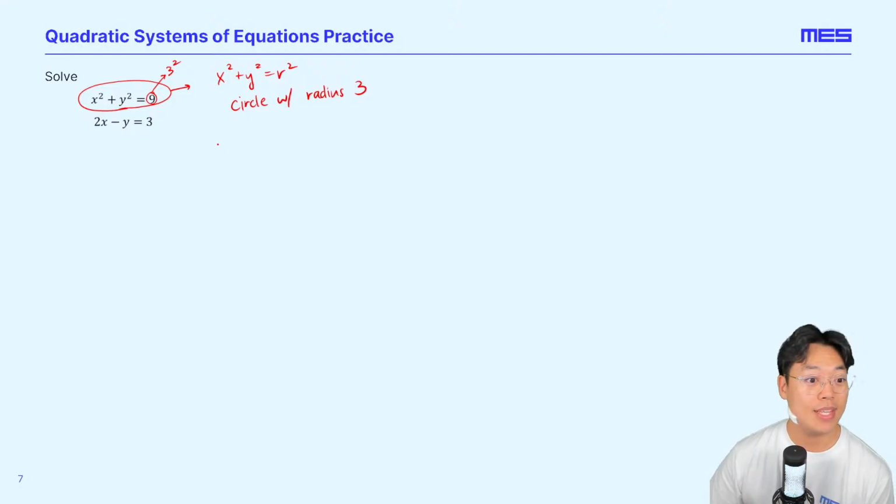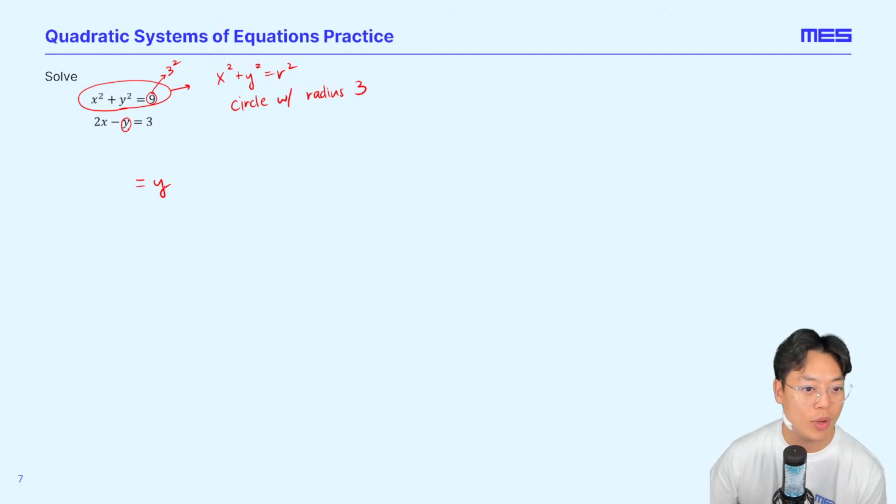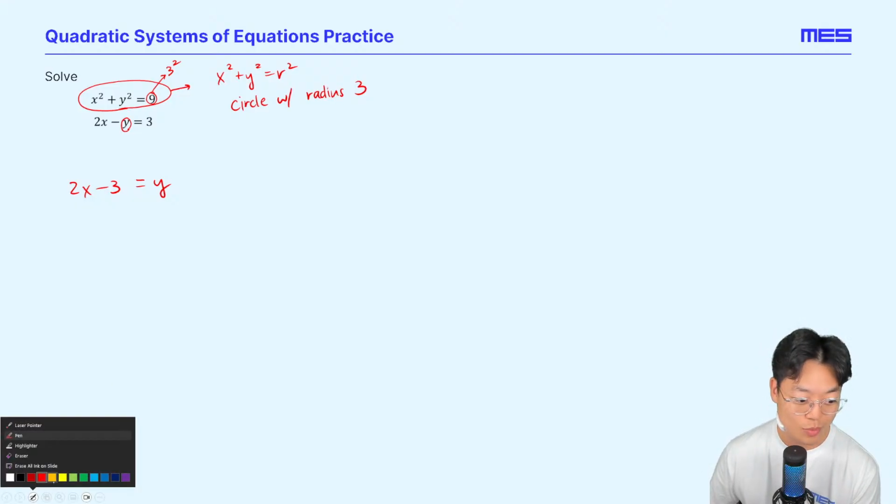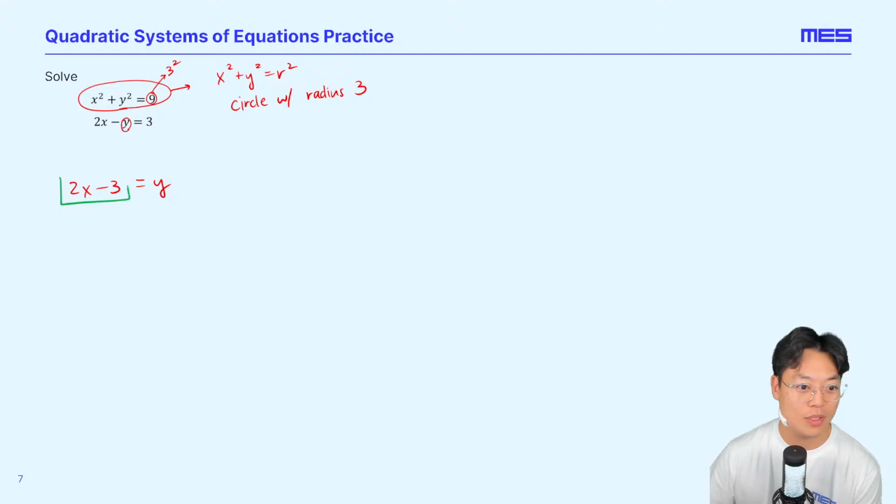Okay, in this case, it kind of looks like it's easier to isolate the y. So I'm going to move this negative y to the other side, becomes a positive y. I'm going to move the 3 to the other side, becomes a minus 3. Now from here, I am going to substitute. Y is equal to 2x minus 3, so I'm going to move that y into that little y right there.